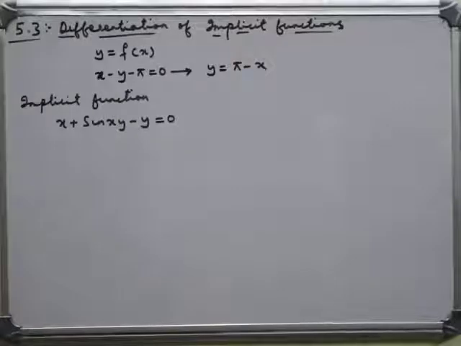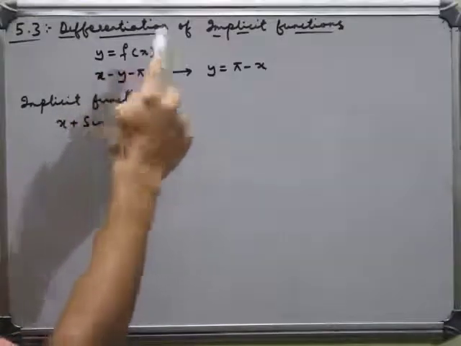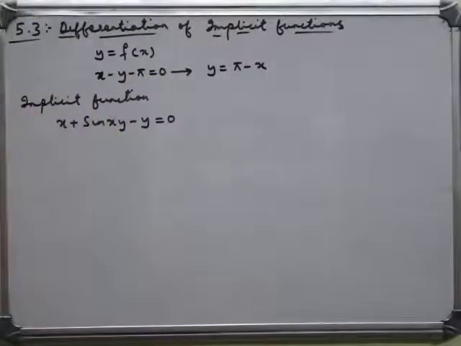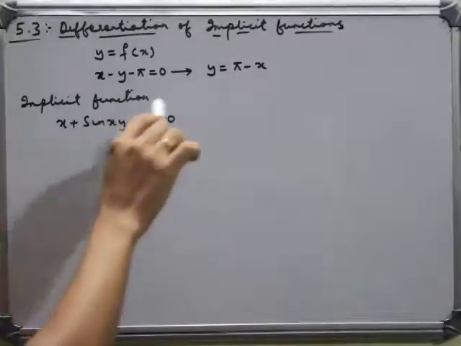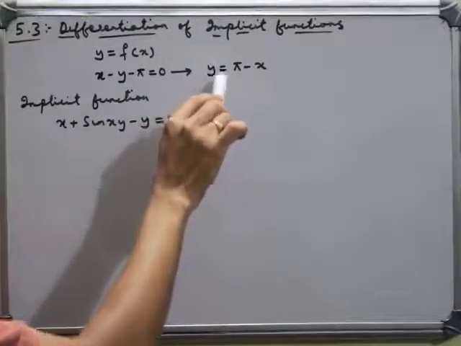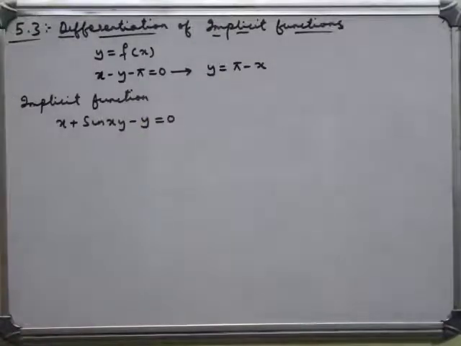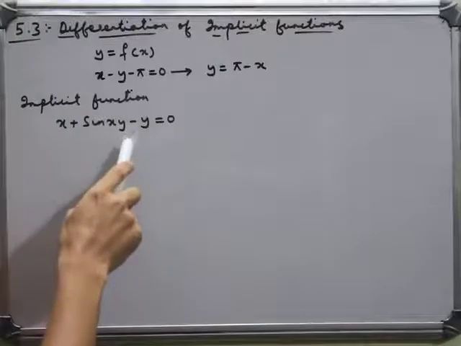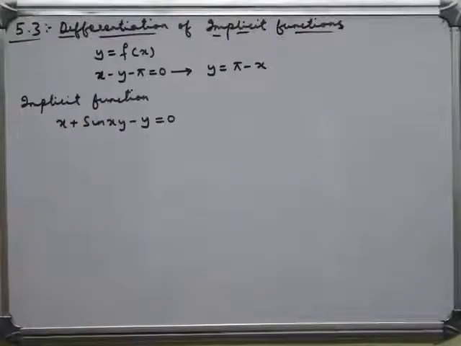be defined explicitly. So the explicit definition of a function is this: y is equal to f of x, or if it was x minus y minus pi is equal to 0, how can we write it? We solved it for y is equal to pi minus x. We can write like that. In this case, x plus sin xy minus y is equal to 0. So functions like these are called implicit functions. Here y has been defined implicitly as a function of x. So this is the concept of implicit function.